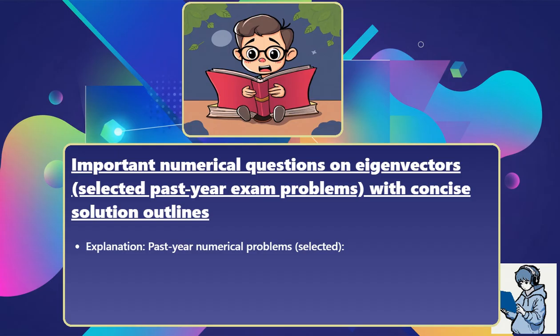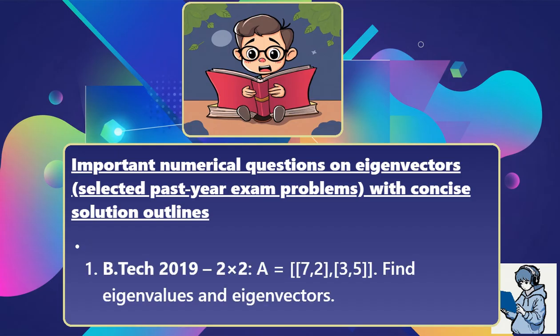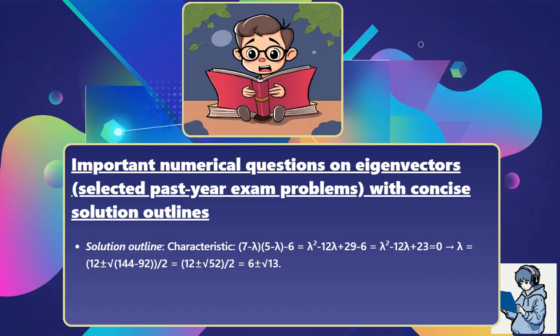Past year numerical problems selected. Number 1, B.Tech 2019, 2 by 2. Matrix A equals the matrix with rows 7, 2 and 3, 5. Find eigenvalues and eigenvectors. Solution outline. Characteristic equation.